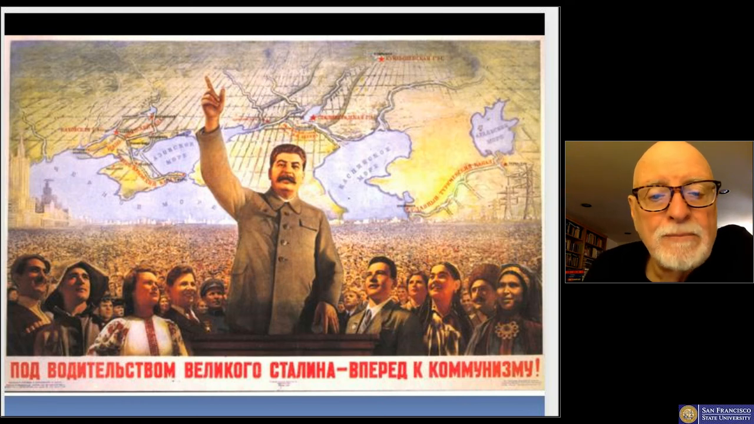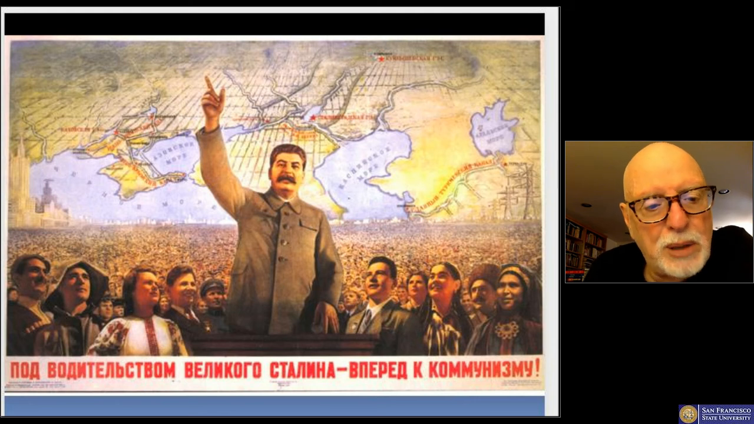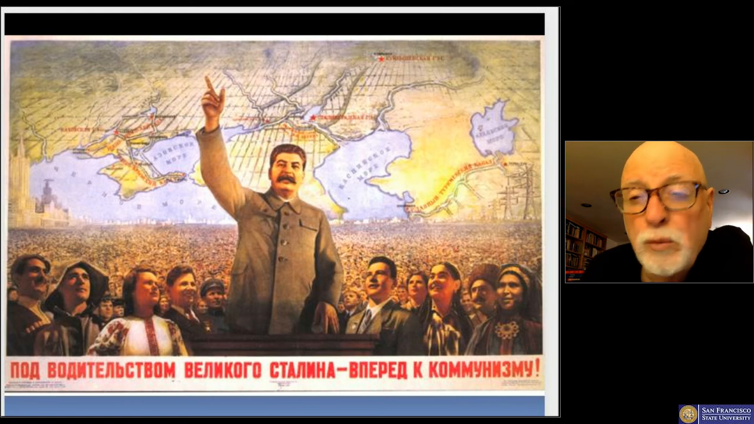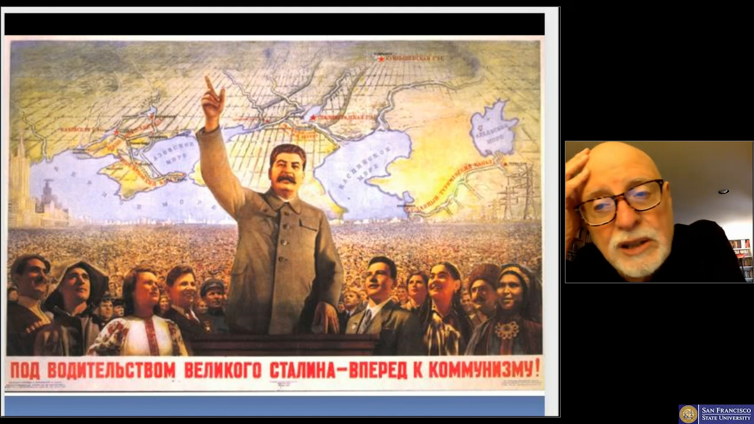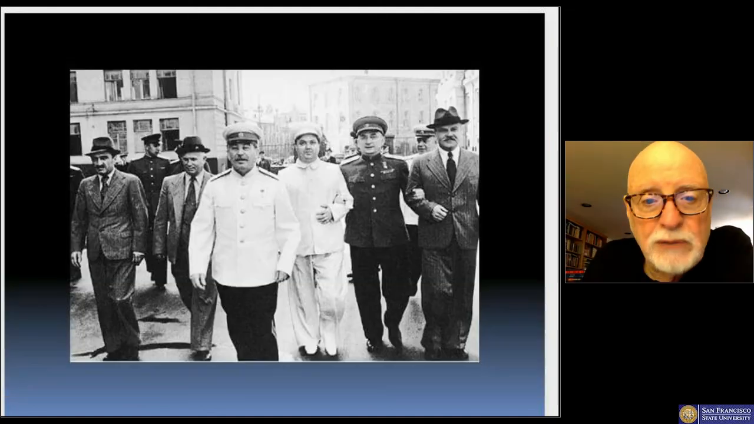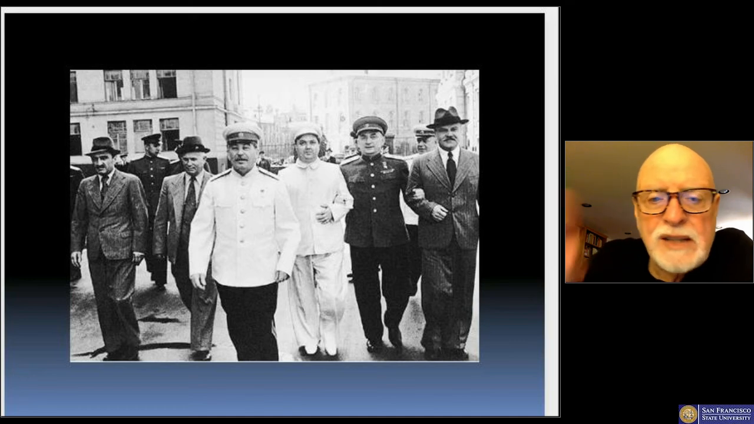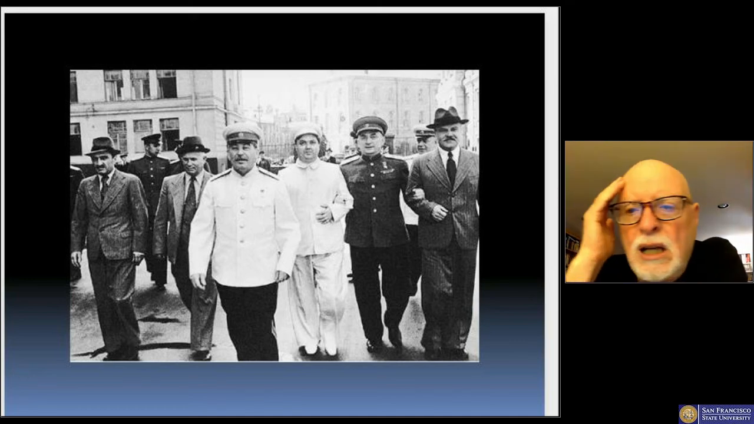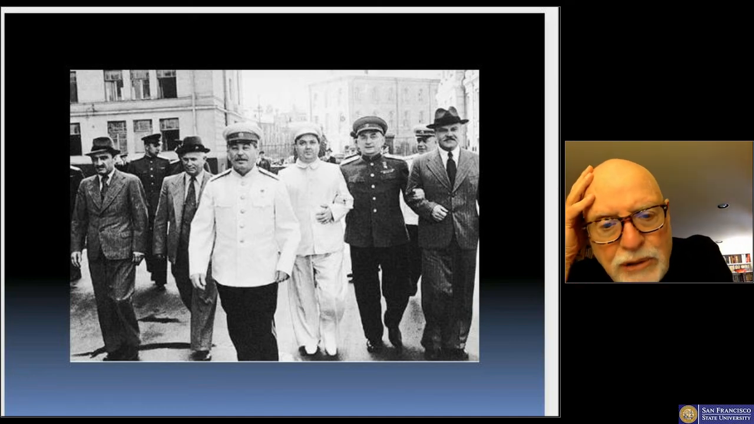Essentially a great figure, as proclaimed in this Soviet era poster, which says, "Under the leadership of the great Stalin, forward to communism." Forward by means of war, I guess you have to say, war or warlike processes, war communism, as I sometimes called it in my course on the Russian Revolution. And when Stalin passed from the scene, immediately a new generation came to the fore.